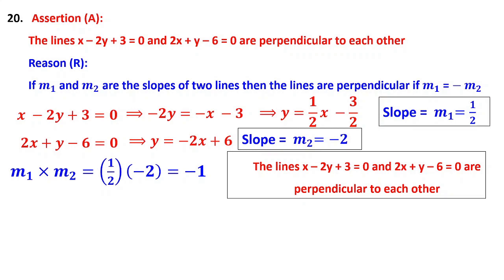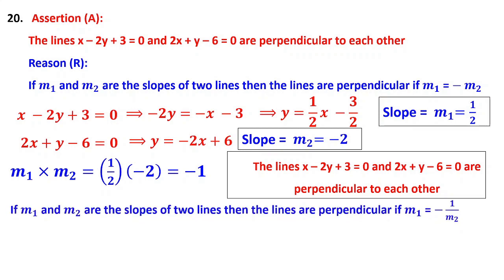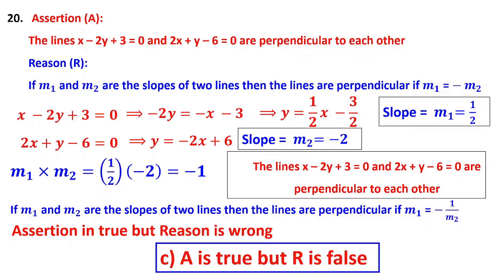Therefore assertion is true. Now let us go for the reason. In the reason it is given m1 and m2 are the slopes of two lines. Then the lines are perpendicular if m1 is equal to minus m2. But you know that the condition for perpendicularity should be m1 is equal to minus 1 by m2, not minus m2. Therefore assertion is true but reason is wrong. The reason is given wrongly. The perpendicularity condition is not true. Therefore we are going to option C. A is true but R is false.